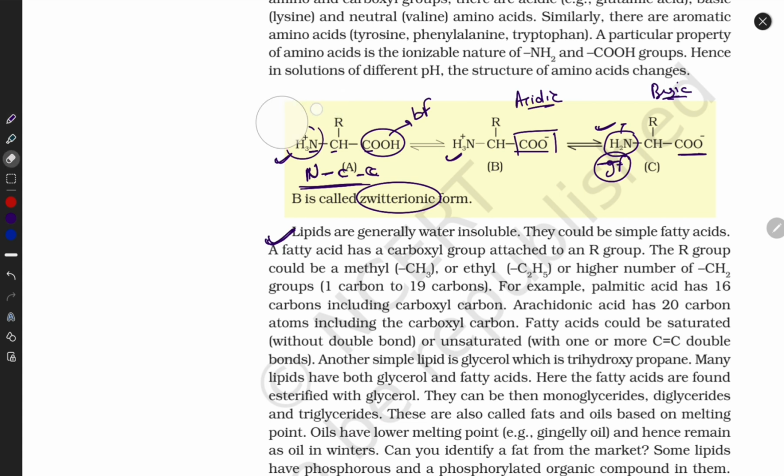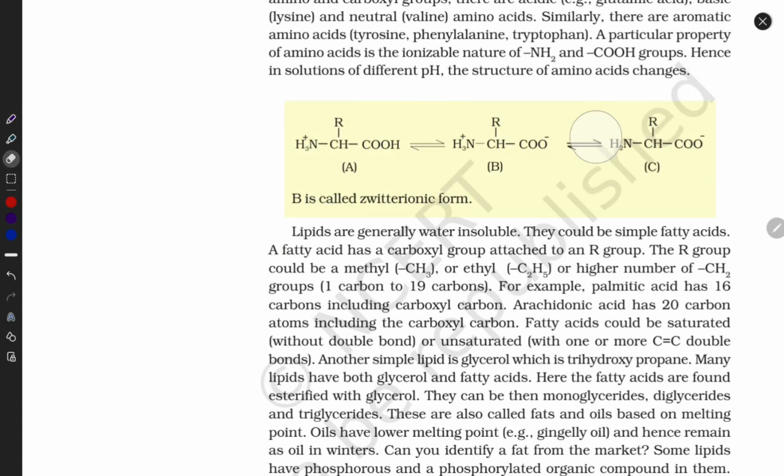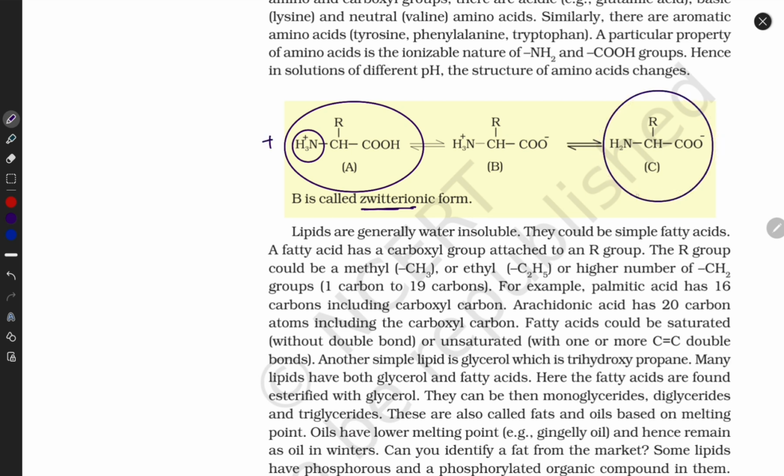Now, if someone asks what a zwitterion is, what do you say? A zwitterion is when the overall charge of the amino acid becomes 0. Here the overall charge on this amino acid is positive, so this is not a zwitterion. Here the overall charge is negative. But here there is one positive charge and one negative charge, so they cancel each other out and the charge becomes 0. One plus charge, one minus charge, they cancel and become 0. So this form is the zwitterion form. I had skipped teaching you this. Now your amino acid topic is complete.